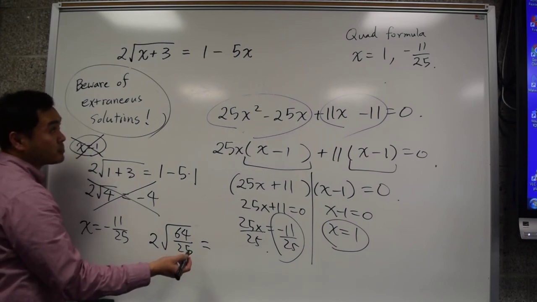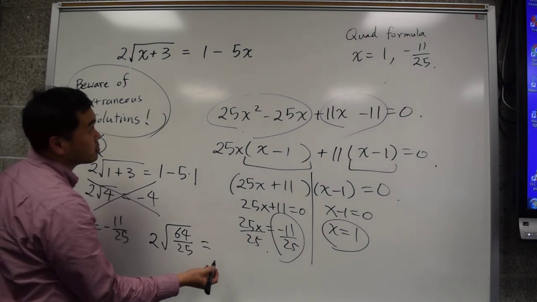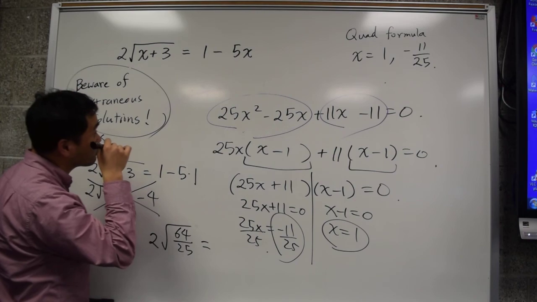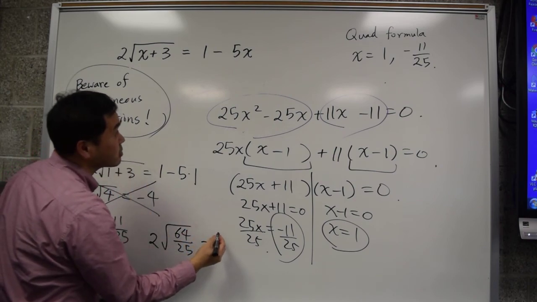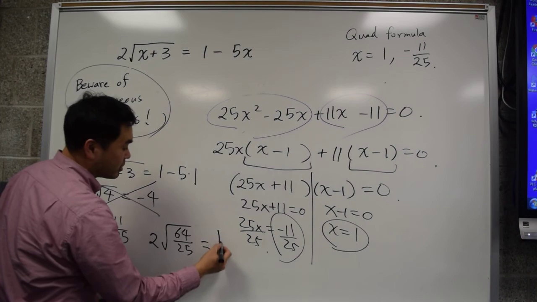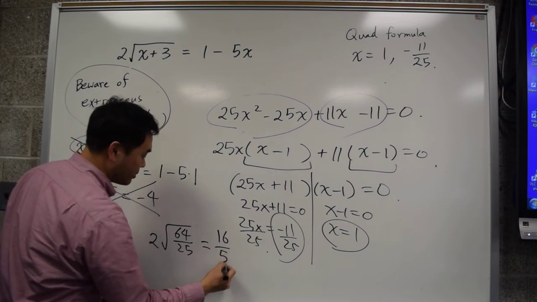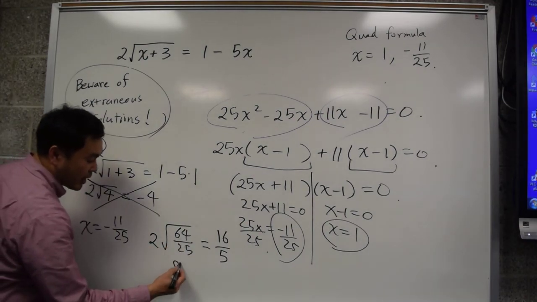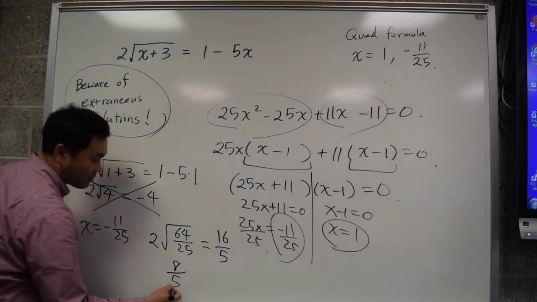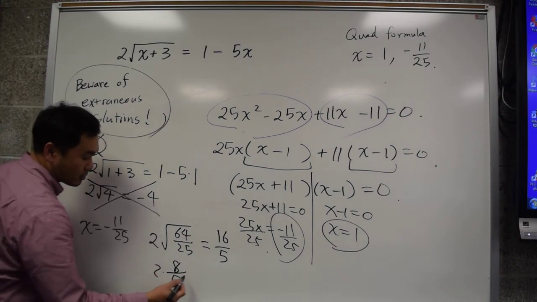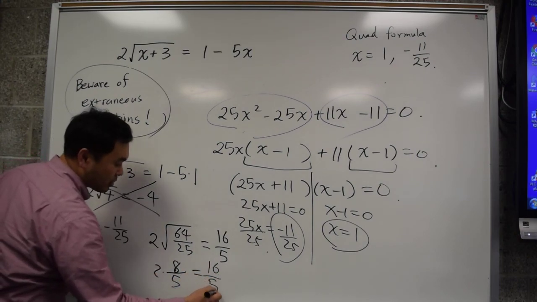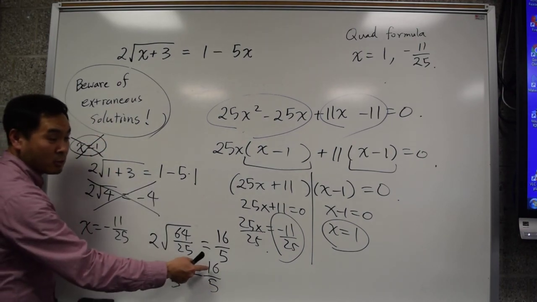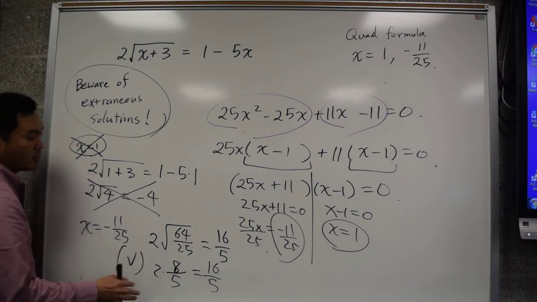And you get 1 plus that, which is, let's see, 5 over 5 plus 16 over 5. And this is indeed true because square root of 64 is 8, square root of 25 is 5, and how do you multiply a number to a fraction? You only multiply the top, right? So you end up with 16 over 5 equal to 16 over 5, so that's good. Okay. So that is a good solution.